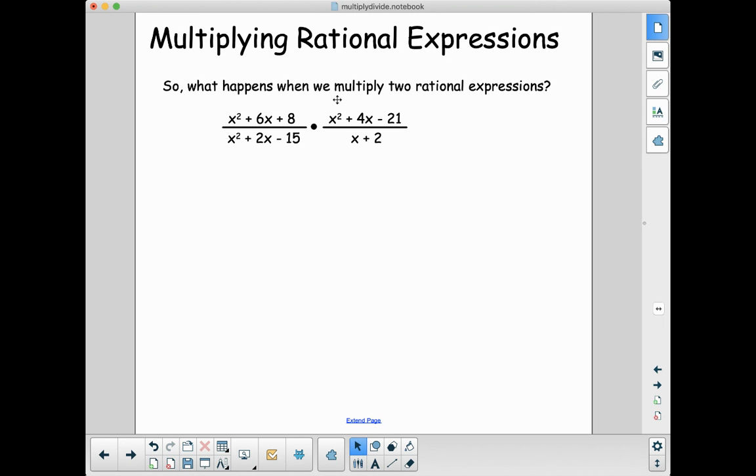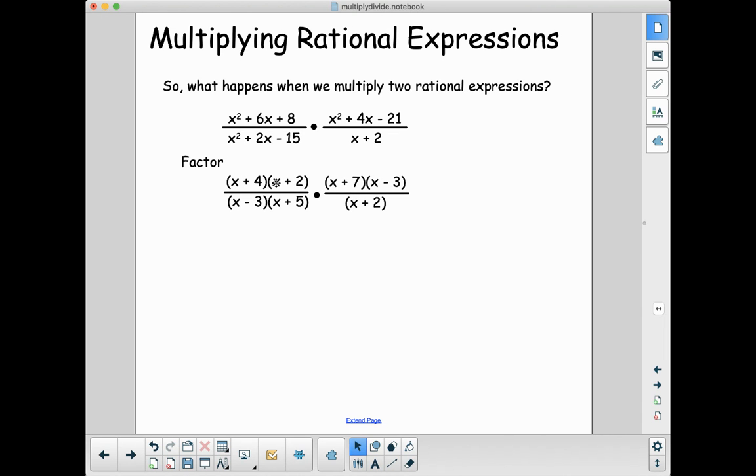So, for example, what happens if we multiply these two rational expressions? The numerators are all trinomials, and the denominator here is a trinomial. This one is a binomial. So this one down here we don't have to do anything with, but these three we're going to have to factor using the X method or the reverse Punnett square. So we'll factor this and that and that, and we'll rewrite it.